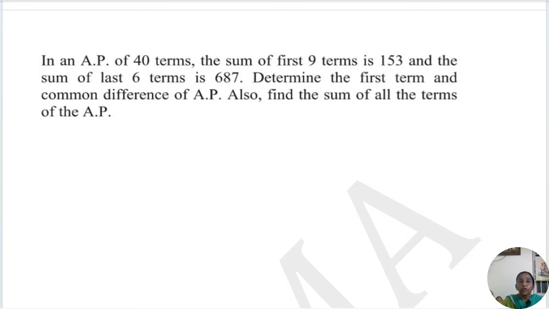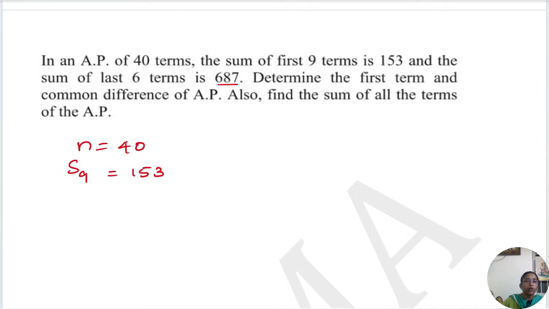In an AP of 40 terms, so n is equal to 40. The sum of first 9 terms is 153, so S9 is equal to 153. And the sum of last 6 terms is 687. Determine the first term and common difference of the AP. Also find the sum of all the terms of the AP.